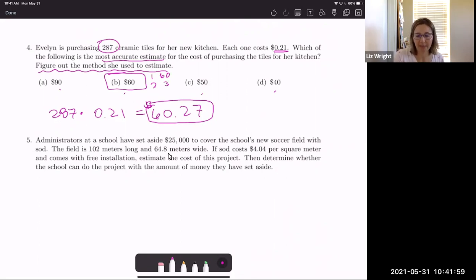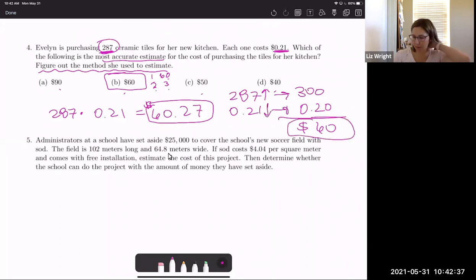So I'm thinking about the facts that these are my multiples and trying to figure out how in the world am I going to manipulate this number and this in order to get 60? And what I look at is that 287 looks like it could round up to 300. And then that 0.21 looks like it could round down to 0.20, to 20 cents. And that is exactly 60 bucks. So here's her method. She rounded the 287 up to 300 and she rounded this down to 20 cents to give us $60.